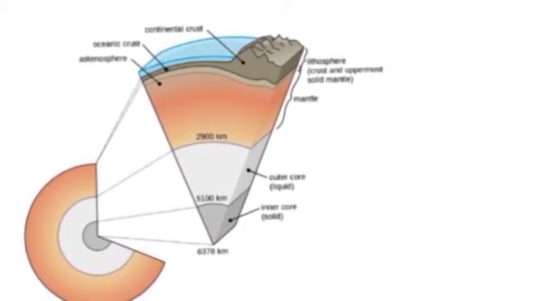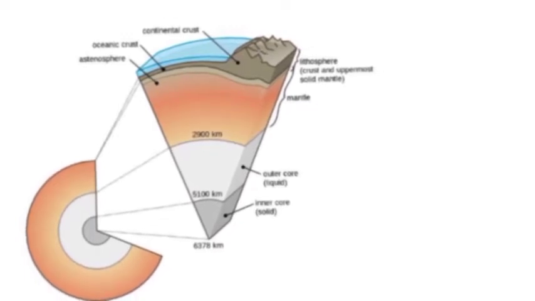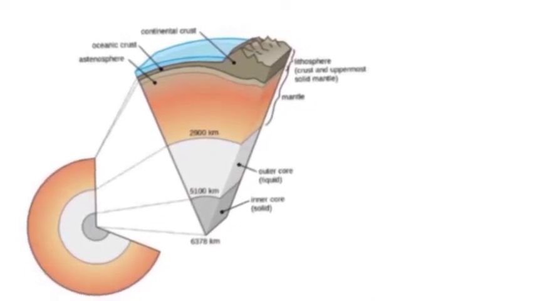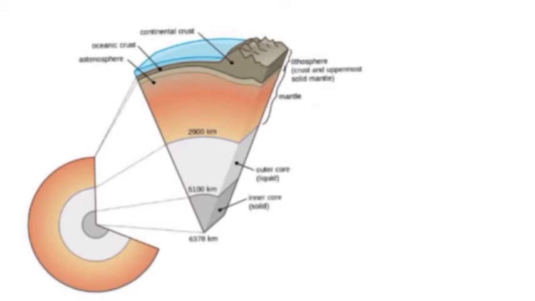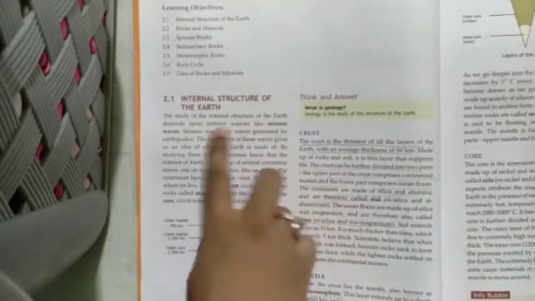Now, in crust what are the things found? Water, land and air. Yes or no? The outer portion you can see is crust. Understood? So now I will read the chapter for you. Internal structure of the earth.